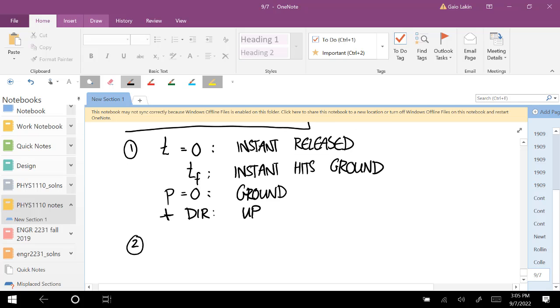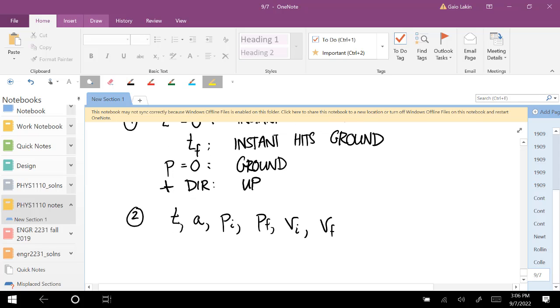And then second, list out what we know and what we want. So here are all the variables. It's the same 6 variables for every one of these 1D problems. T final.